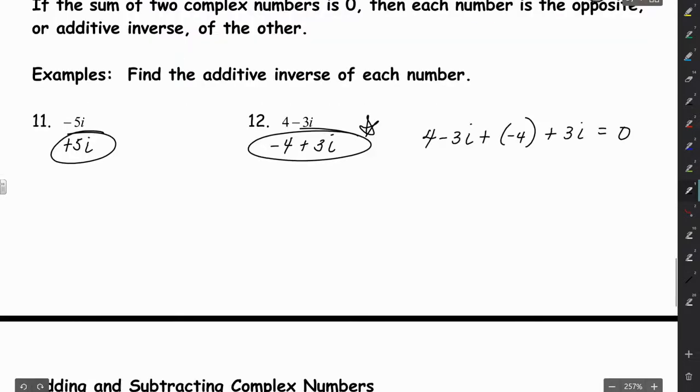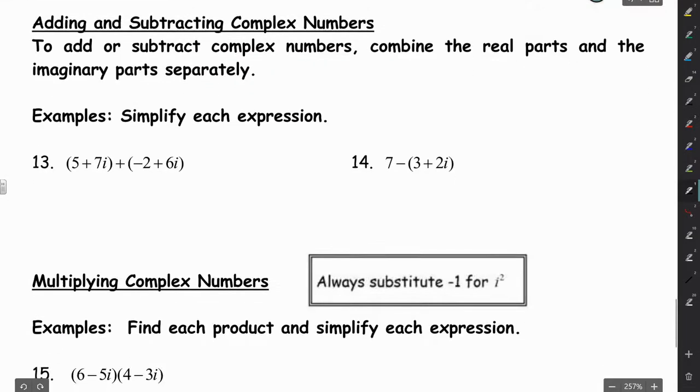Okay, moving on to the last page. All right, we keep stepping up the difficulty here. So we're adding and subtracting complex numbers. When we're doing that, we're going to combine the real parts and we're going to combine the imaginary parts separately. So we may want to rewrite number 13. I'm going to rewrite it as 5 minus 2. And so I'm putting the real parts together. Now I'll put the imaginary parts together.